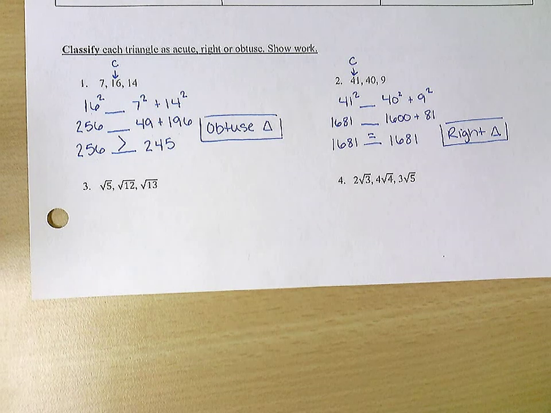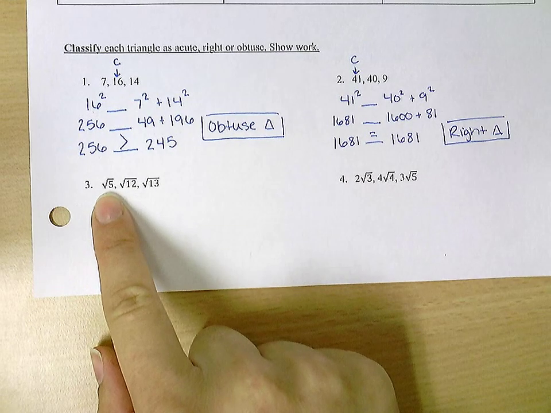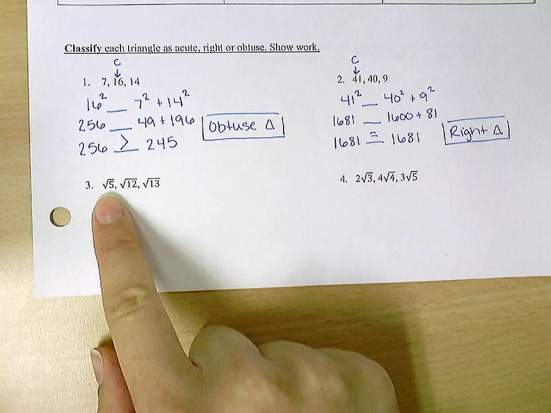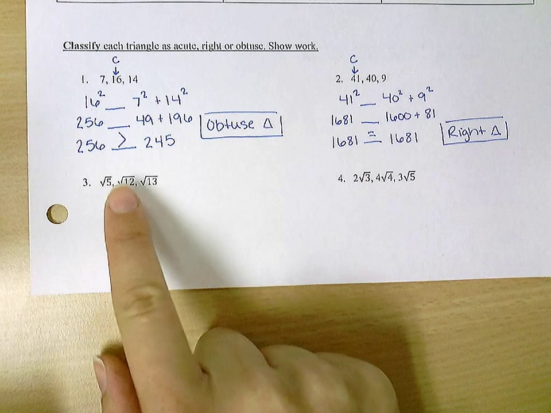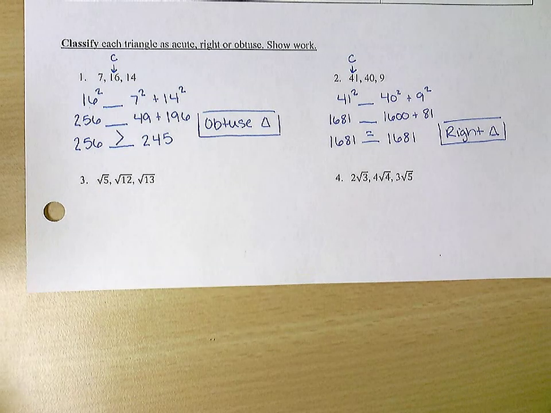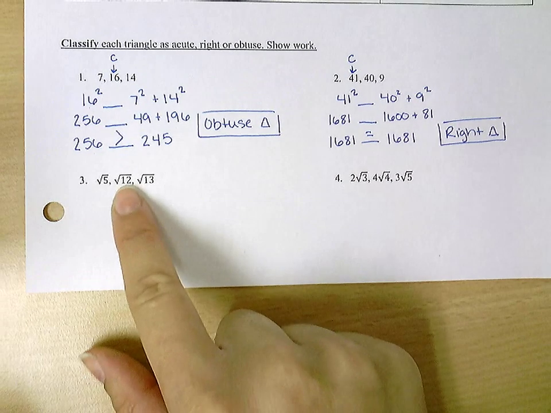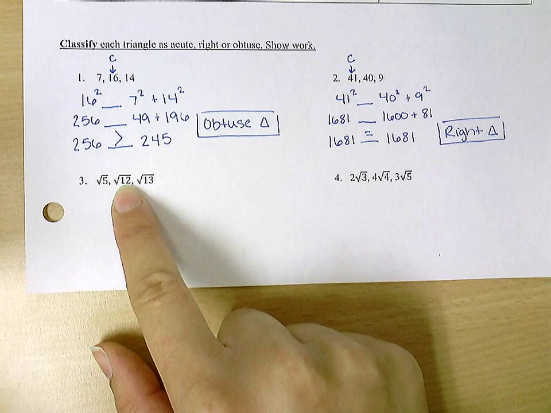Okay, so if I plug in the square root of 5, I get about 2.2. Okay, don't write that down. Don't write 2.2 down. You want to keep it in the root symbol. So I'm going to check the square root of 12 next. Okay, square root of 12 is about 3.5. So that's greater than 2.2, so that's my greater side so far.